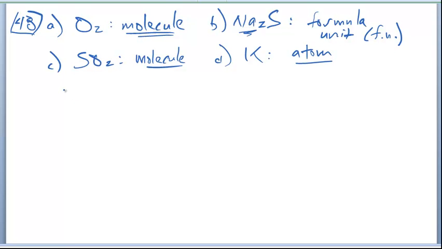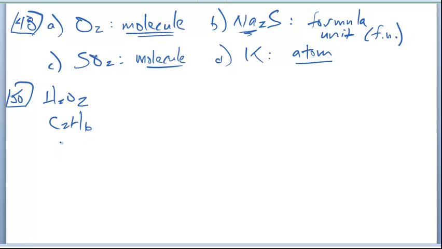The next problem is number 50. All right, and the question is asking which contains more molecules: 1 mole of H2O2, 1 mole of C2H6, or 1 mole of CO. Okay, so first of all, just so you know, H2O2, that's hydrogen peroxide, and hydrogen peroxide is a molecular compound.